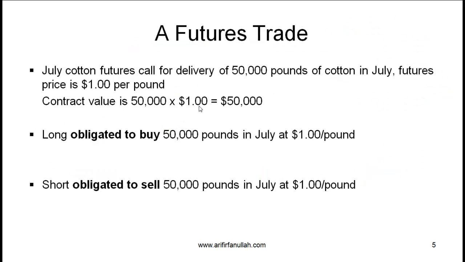Now let's look at an example of a cotton futures contract. So we have a cotton futures contract on the New York Board of Trade, and let's say that we have a July cotton futures contract which calls for delivery of 50,000 pounds of cotton in July. So the underlying obviously is cotton. This is a deliverable contract, which means that the short is responsible for delivering the underlying, which is 50,000 pounds of cotton. That is the further definition of the underlying, and these need to be delivered in July.